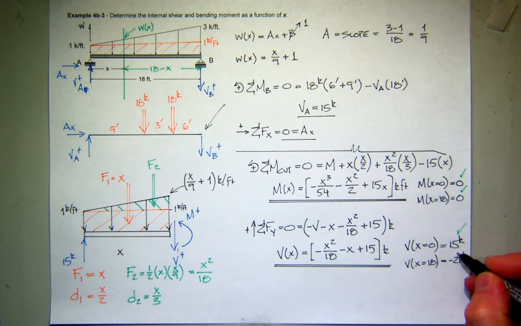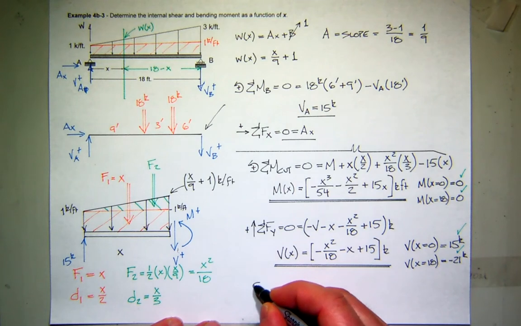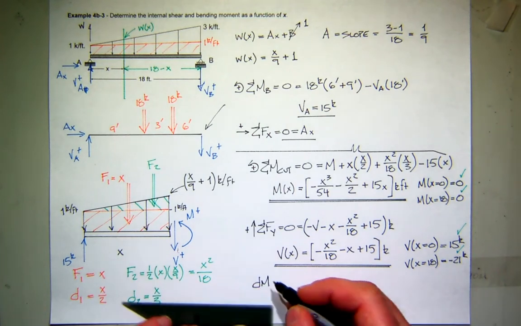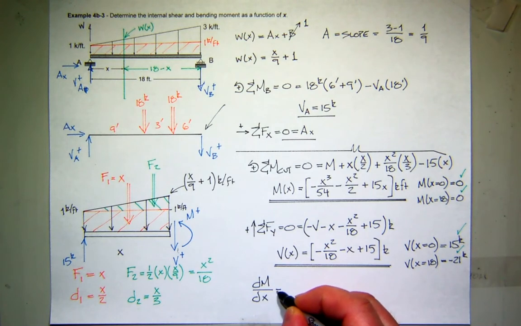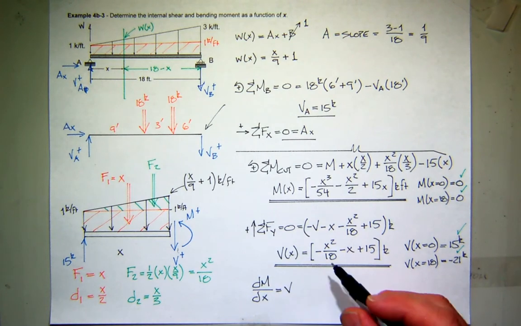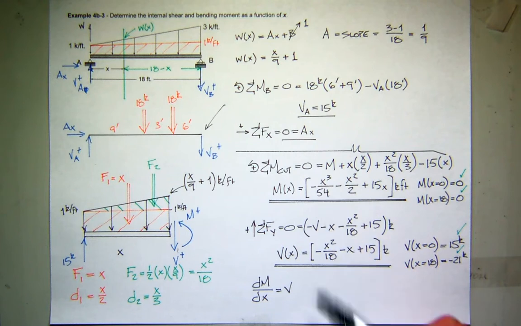I like that. You may or may not have to do that one. And then, of course, our last one that we've been working on, that we haven't shown mathematically to be true, but it seems to be working, is that the derivative of the moment should be equal to the shear. So go back and take the derivative of your moment equation, and what do you get? I think it's true. So that works too. We've got a lot of things checked off.